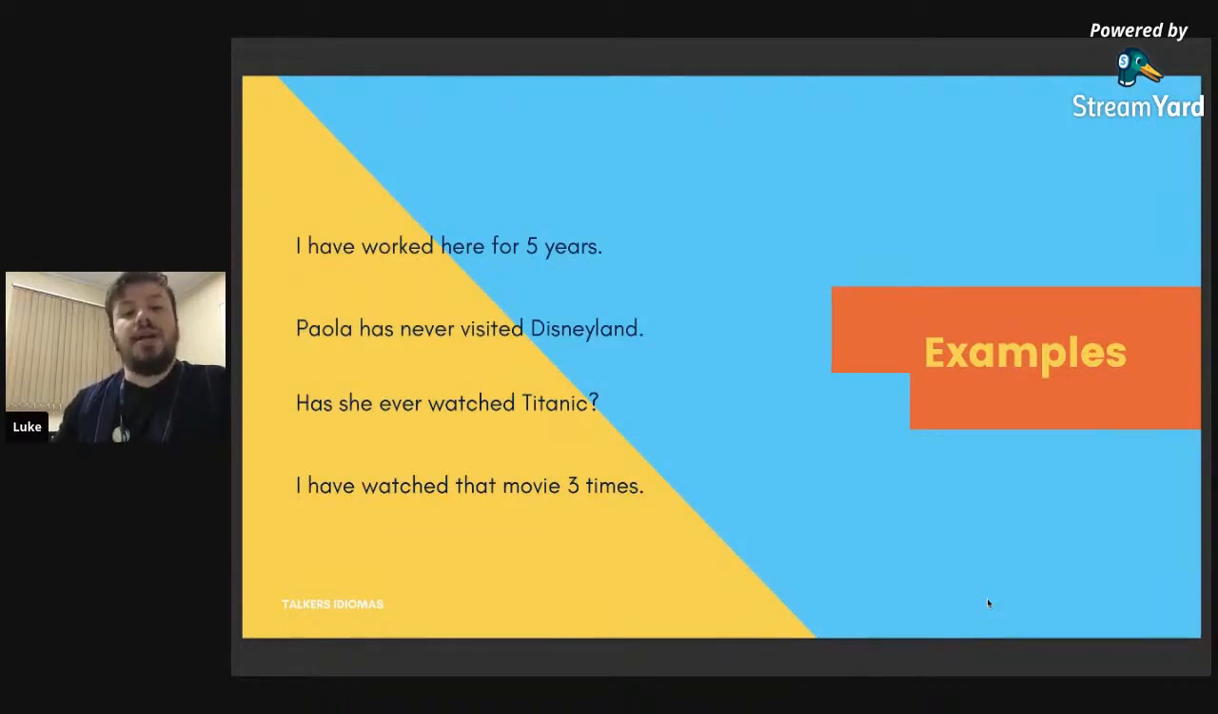And then the last one. I have watched that movie 3 times. So, again, we are talking about experiences. It's something that we have already done, but we are still alive, so we can do it many more times. We have watched so far only 3 times, but tomorrow we can watch again, and then we can watch again and again. So this counting never stops because we are still alive. Okay?